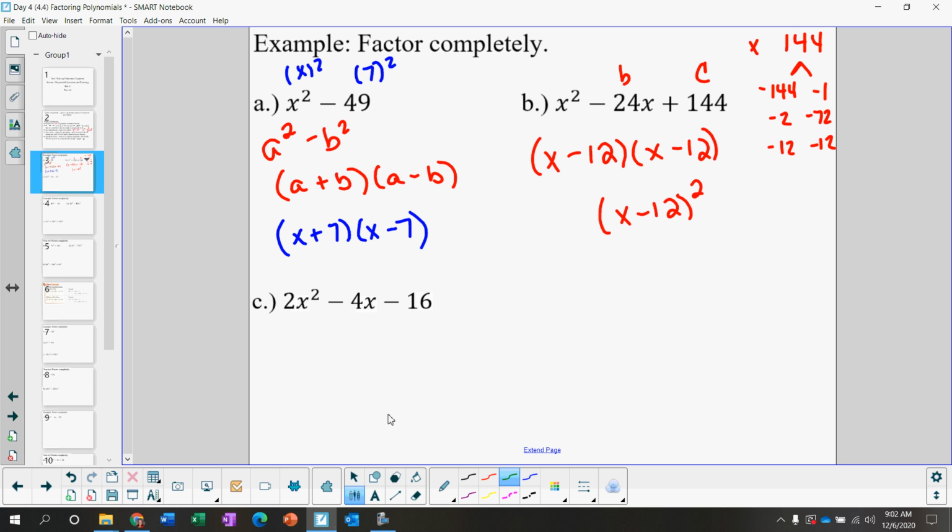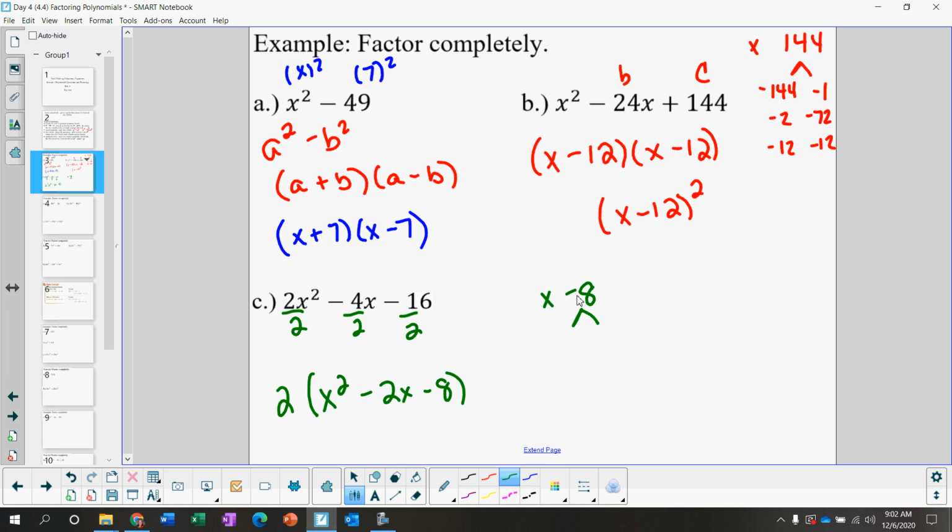For c, I have a 2 in front. But if I look at everything, I actually have a 2 in everything, right? Everything is even, so everything's divisible by 2. So we're going to divide all the terms by 2 and put that number on the outside. So we're left with x squared minus 2x minus 8. And now this becomes a problem like this. We're going to multiply to negative 8 and add to negative 2.